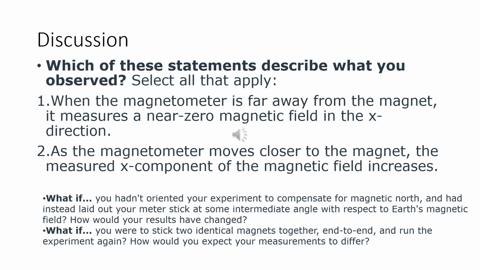For the first what-if statement here, obviously the results would have changed pretty significantly as you go back to that dot product equation for the magnetic dipole. Everything changes, both the x and the y component and everything else. It's not great. And for the second what-if, if you stick two identical magnets together end on end, you would expect the results to double in terms of the magnitude. That's just double the length.